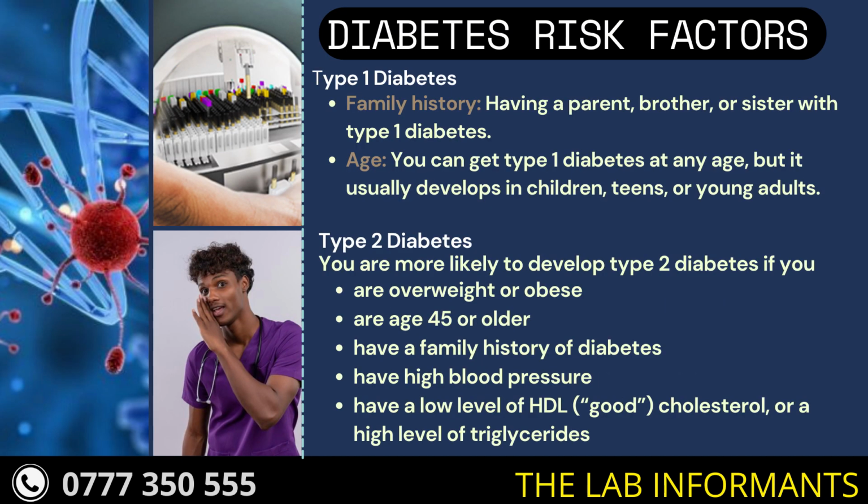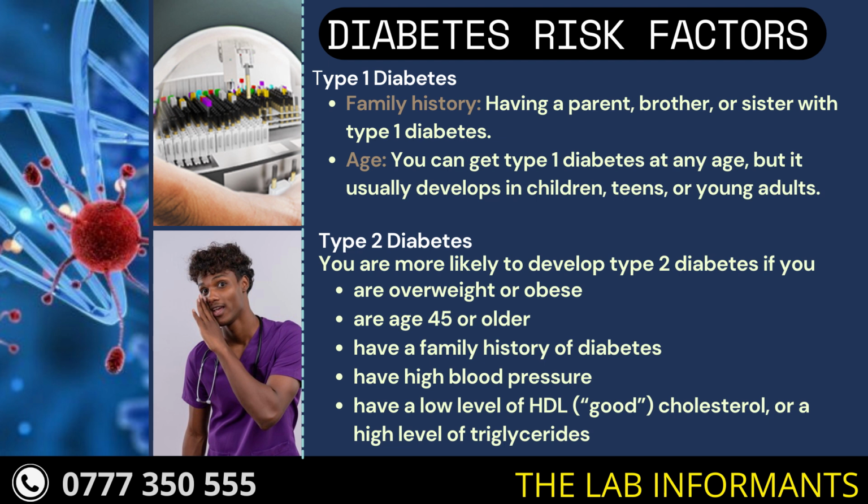What are diabetes risk factors? With type 1 diabetes, a family history, that is, having a parent, a brother, or a sister with type 1 diabetes can be a risk factor. As well, age. You can get type 1 diabetes at any age, but it usually develops in children, teens, or young adults. The following are risk factors for type 2 diabetes.